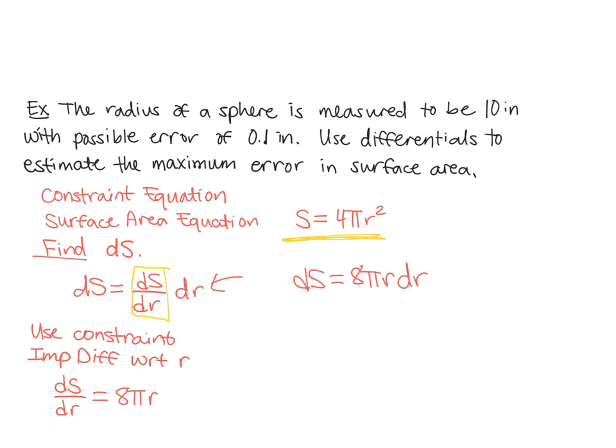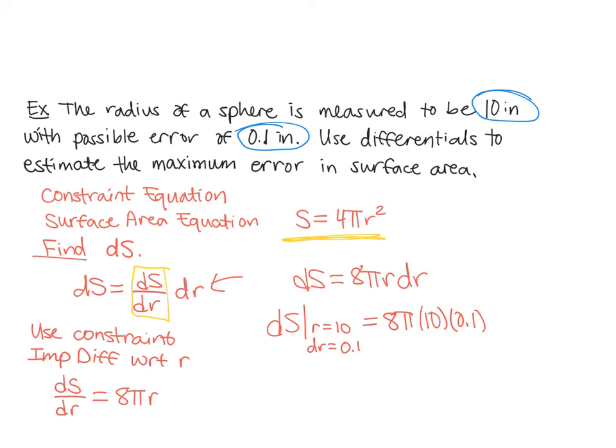Now we want to know what ds is when the radius is 10, and when the possible error of the radius is 0.1. So dr equals 0.1. So we're going to substitute that in. So we get 8 pi, instead of r we have 10, and then instead of dr we have 0.1. So 10 times 0.1 is just 1. So our answer, the possible error, is 8 pi.